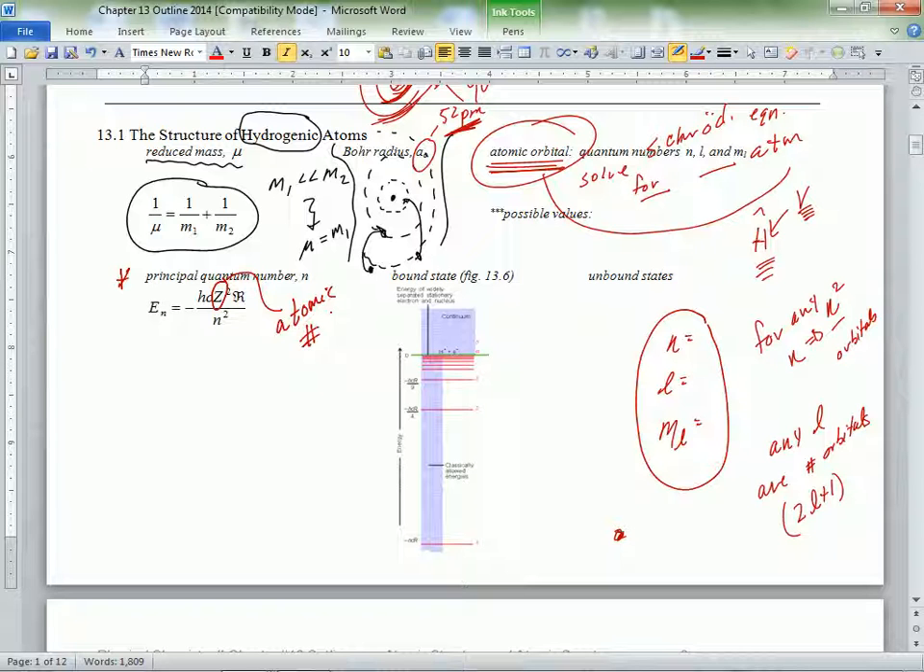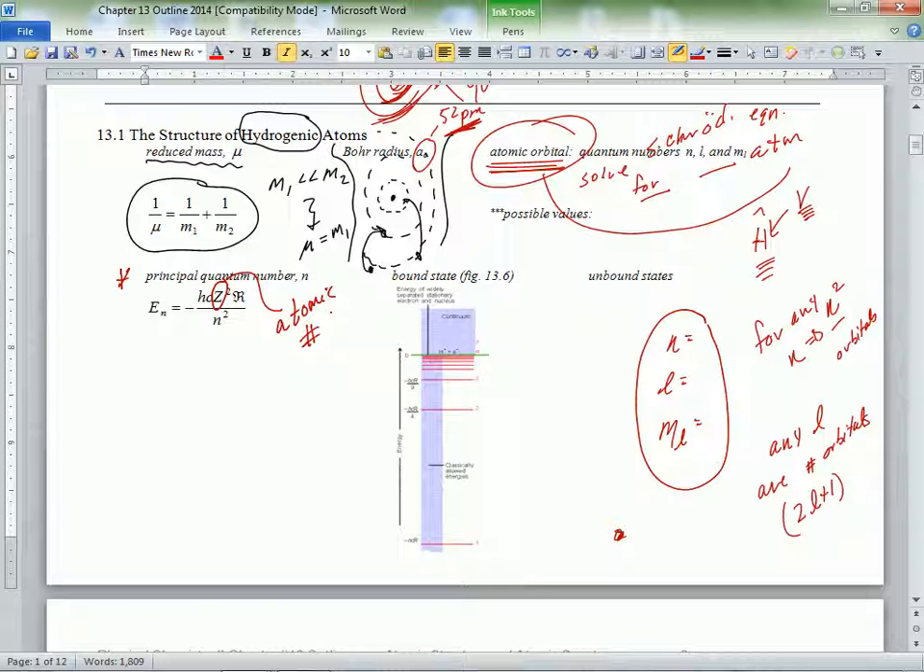Atomic number. So, what's the atomic number of magnesium? Just to make sure you're on the same track as me. What's the atomic number of magnesium? 12, yeah. It's the number of protons in the nucleus.